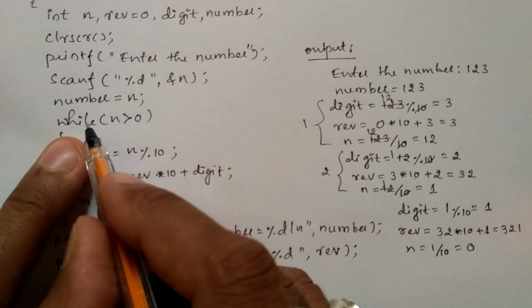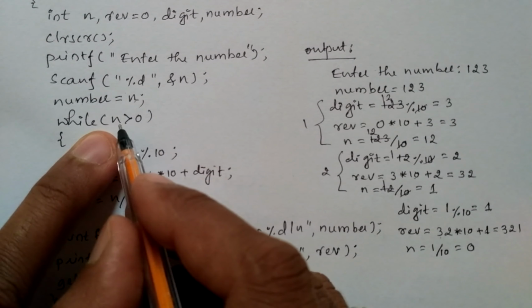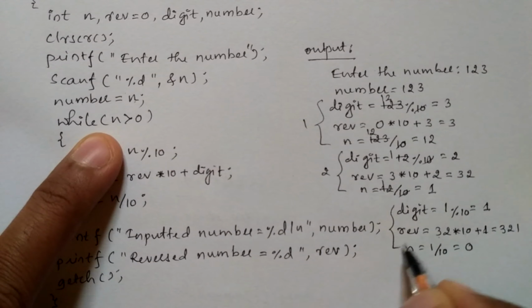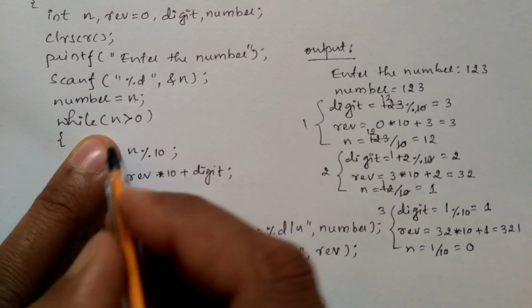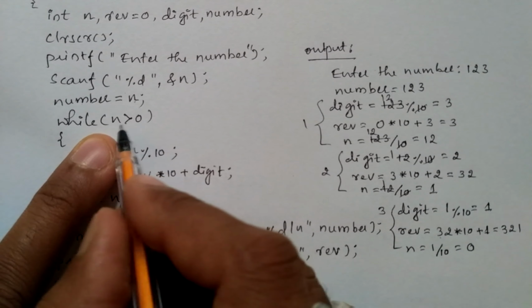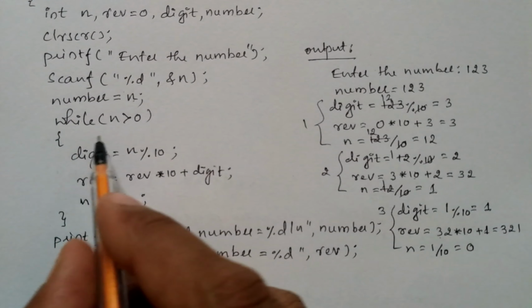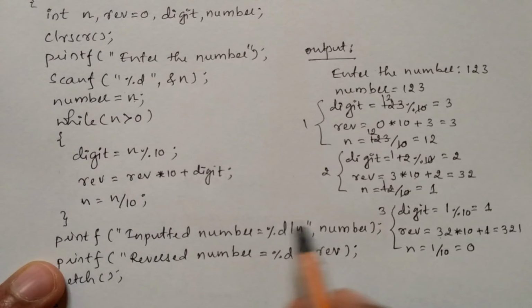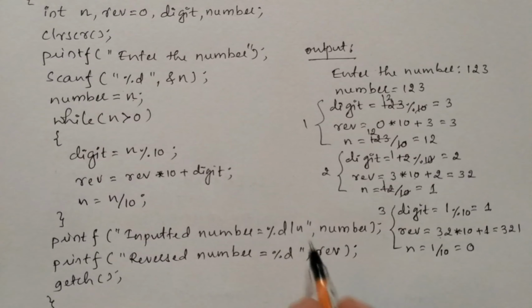Again control transfers to the while loop to check whether n is greater than 0 or not. This time n is equal to 0. So this was the third iteration. Correct? So this condition fails. Once the condition fails, the control comes out of the looping structure and then it is going to print both of these two statements.